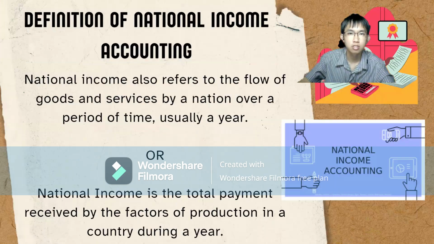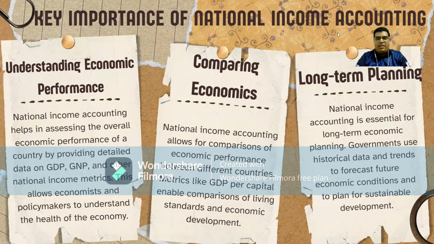The definition of national income is the flow of goods and services produced by a nation over a period of time, usually in a year. Or national income can be defined as the total payment received by the factors of production in a country during a certain year.